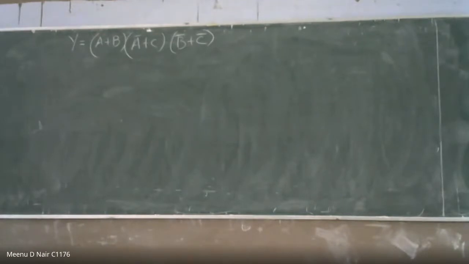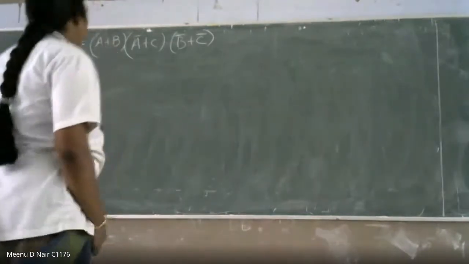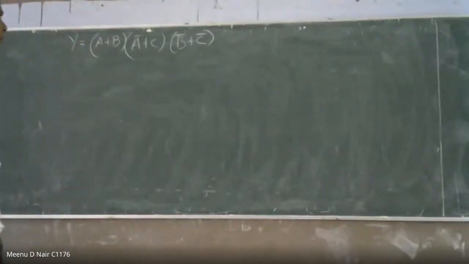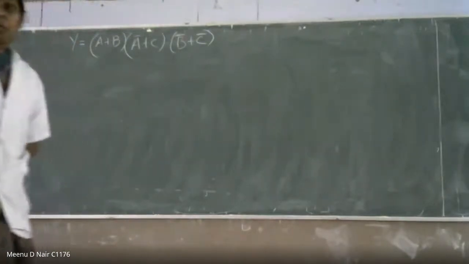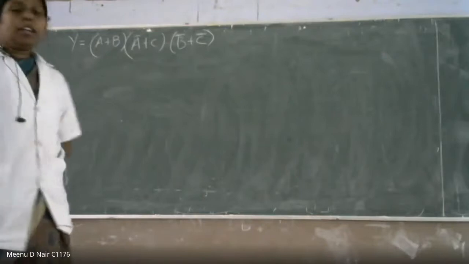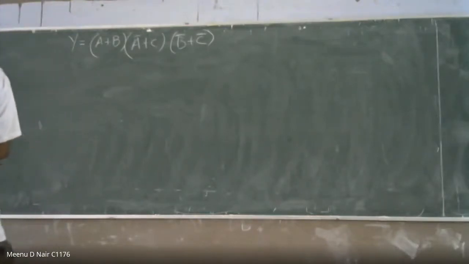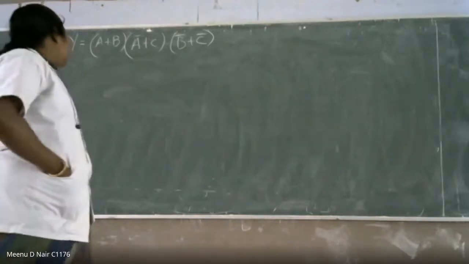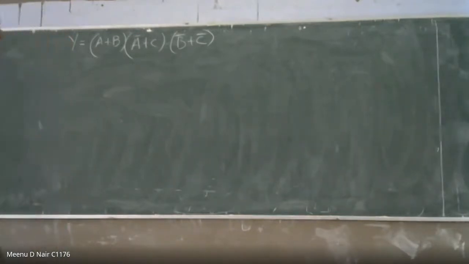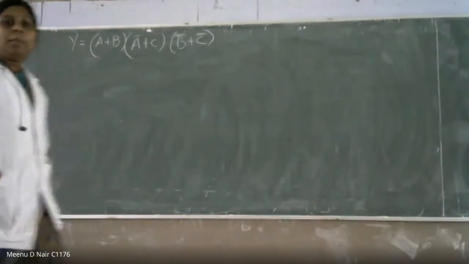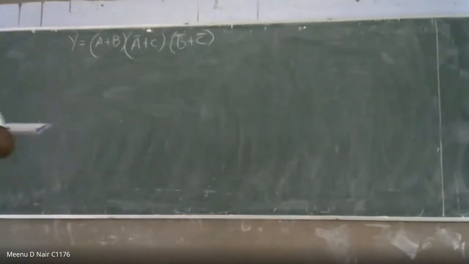So this is the question. Y is equal to (A plus B) into (A bar plus C) into (B bar plus C bar). This is under the category reduce the Boolean expression or simplify the Boolean expression. Then how can we do this problem?